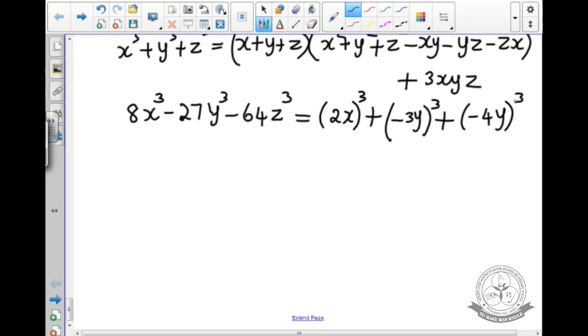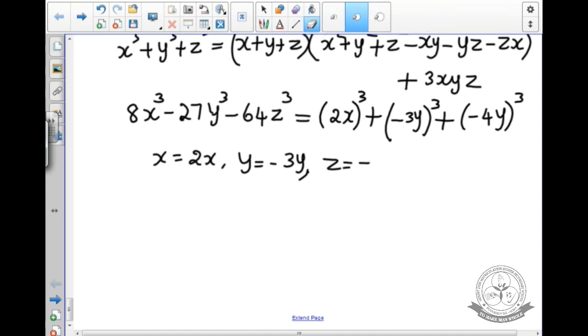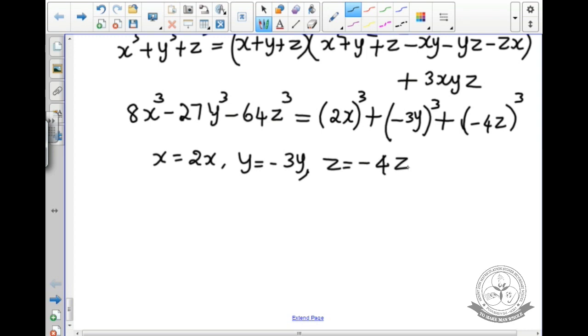Okay, so here x is equal to 2x and y is equal to minus 3y and z is equal to minus 4z. Okay, minus 4z. So we can apply.